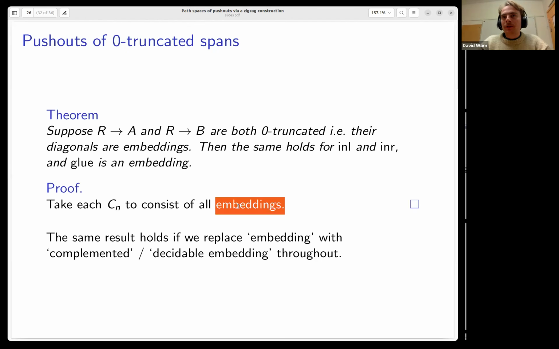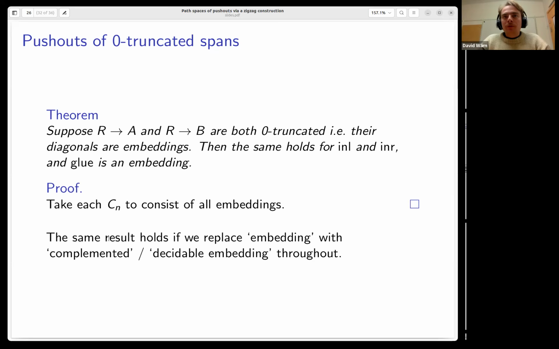So there's something funny here because you can think of embeddings as n-truncated maps, where n is -1, but in general there's no reason to expect that n-truncated maps would be closed under pushouts. For example, you can build S2 as the pushout, or the suspension, of S1. But embeddings are closed under pushouts, and so we have this result, but there's something special about it. It doesn't generalize to higher truncation levels.